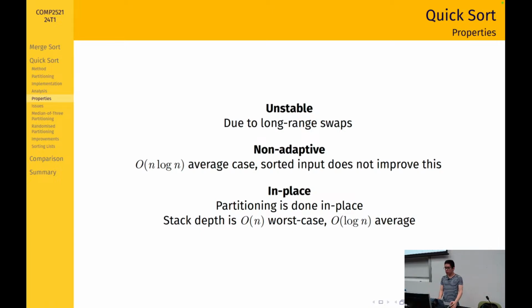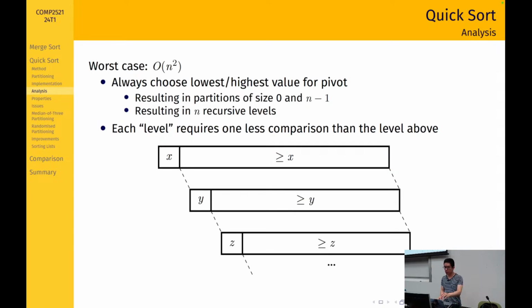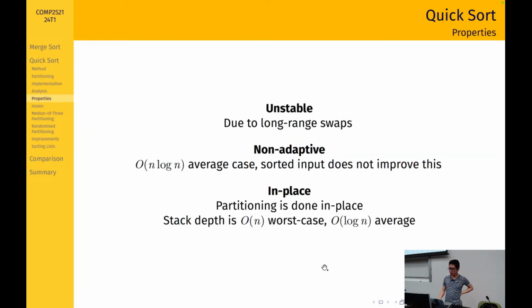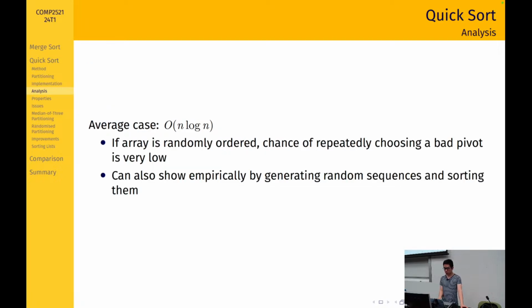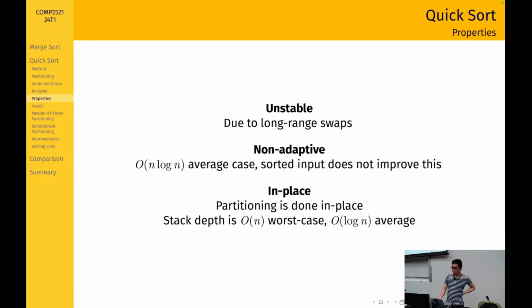And in terms of memory usage, in the worst case, your stack depth is going to be O(n). You're going to use about n levels of recursion or n stack frames, because in the worst case you end up with this kind of scenario. Meanwhile, on average, your stack depth is going to be O(log n), okay? Because you end up with something like this. Okay, so that is the properties.